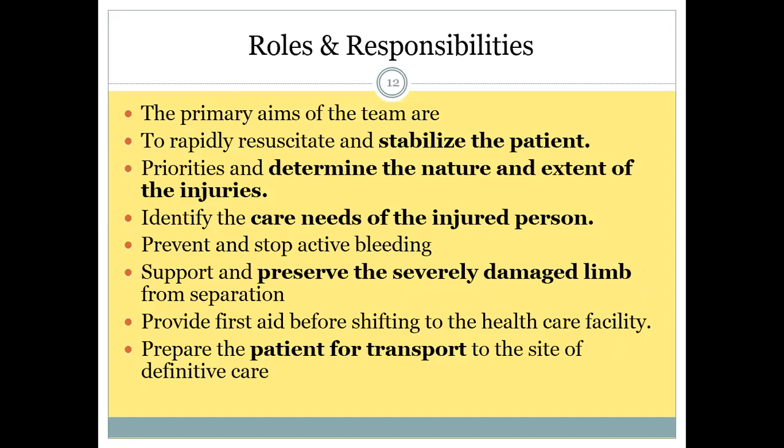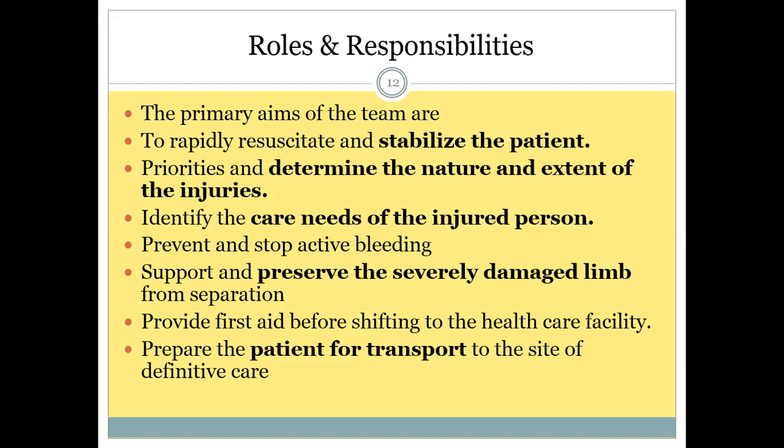What should be their roles and responsibilities? The primary aim of these teams is to stabilize the patient. That's the main priority. Contain the situation. Determine the nature and extent of the injuries in case of any disaster, because saving lives is the main priority. Care and need of the injured people should be a priority, which always is. Preserve the severely damaged organs or limbs. In case of any unfortunate event, they should be prepared to do anything to save the person, or the masses' lives, as much as they can.